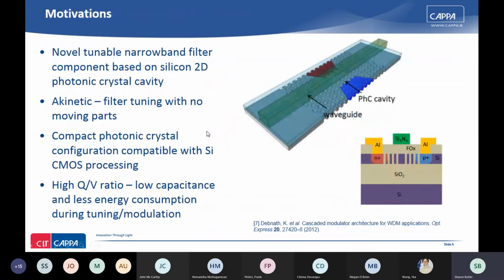And that leads me on then to the motivations for this work, involving replacing the standard Fabry-Perot filters, which are used, with a type of akinetic filter. So it's a filter that can be tuned with no moving parts, and it's based on a novel narrowband filter component in a silicon 2D photonic crystal cavity. So it's a compact configuration, and it's compatible with CMOS processing. So there's a high Q/V ratio, which means there's low capacitance and less energy consumption during tuning and modulation.